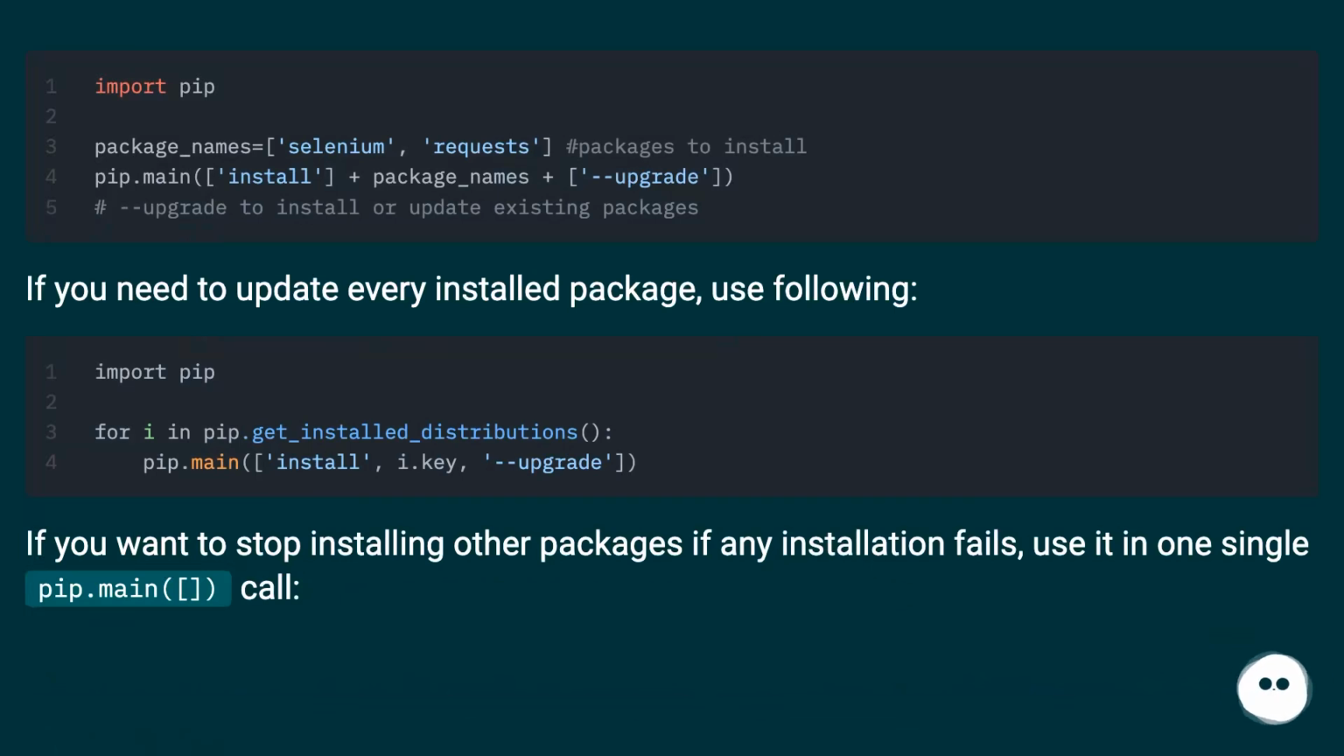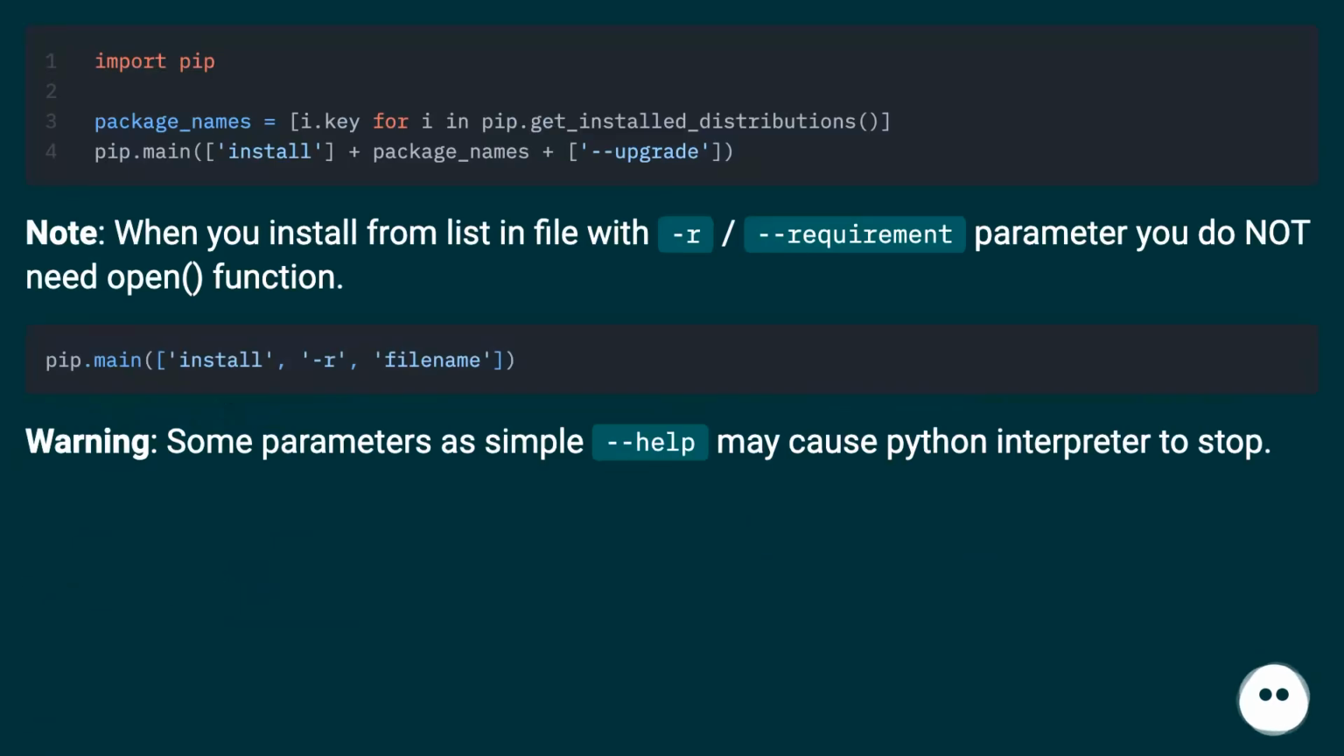If you need to update every installed package, use the following. If you want to stop installing other packages if any installation fails, use it in one single pip.main call. Note, when you install from a list in a file with the -r requirement parameter, you do not need the or function. Warning: some parameters, such as simple help, may cause the Python interpreter to stop.